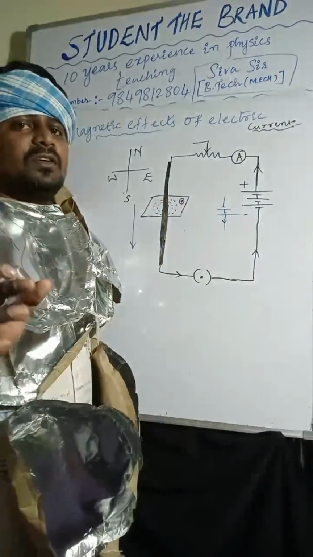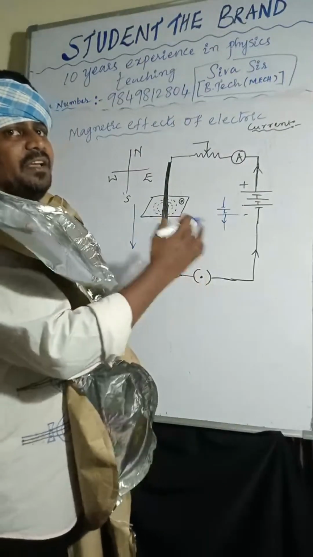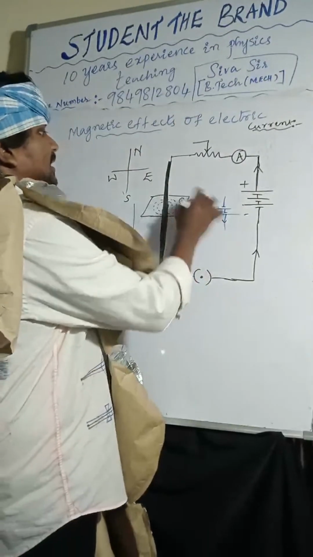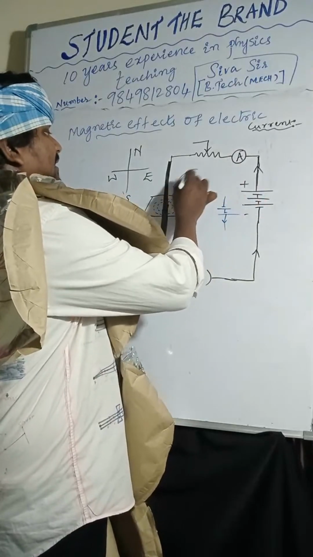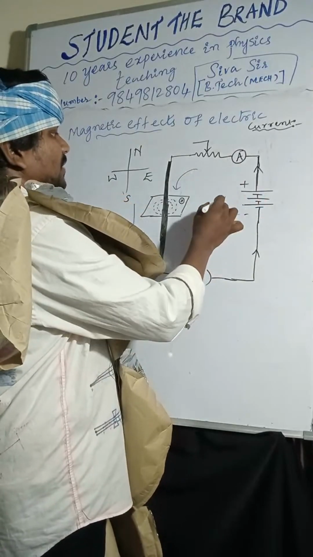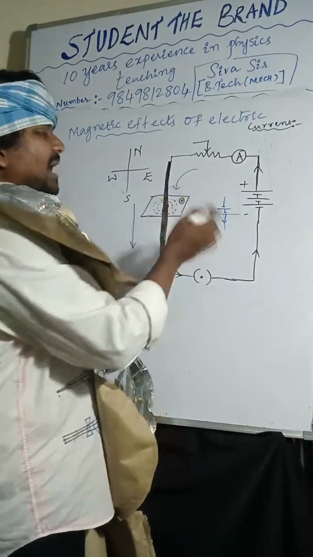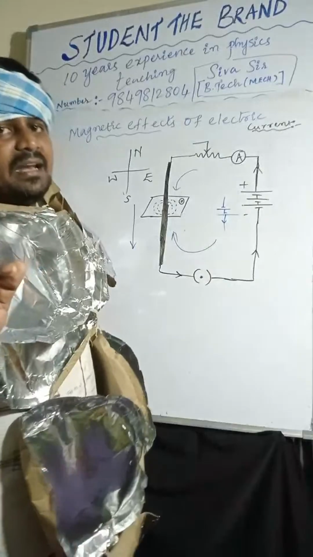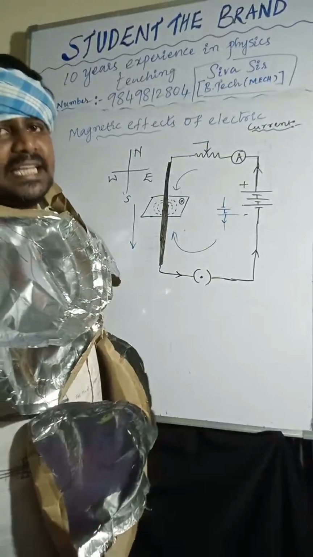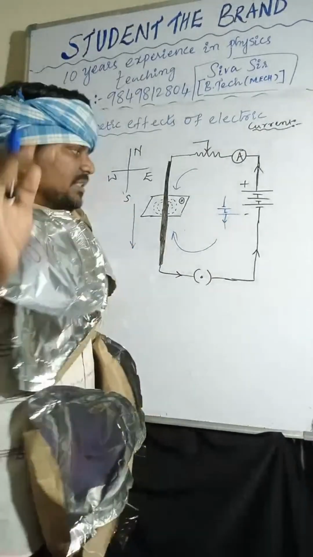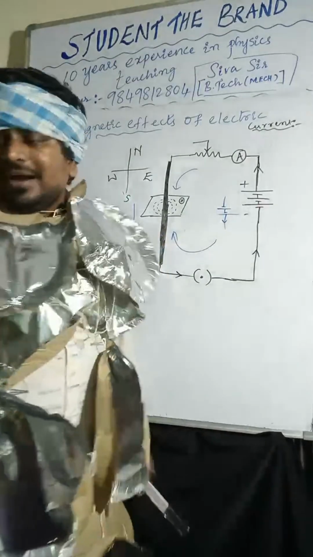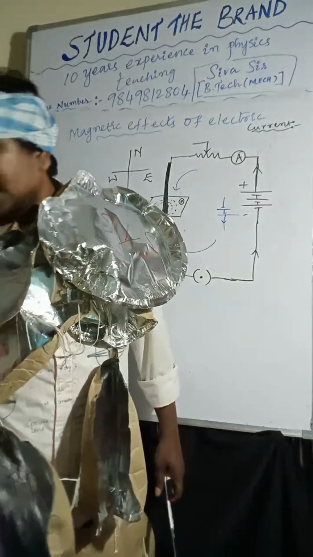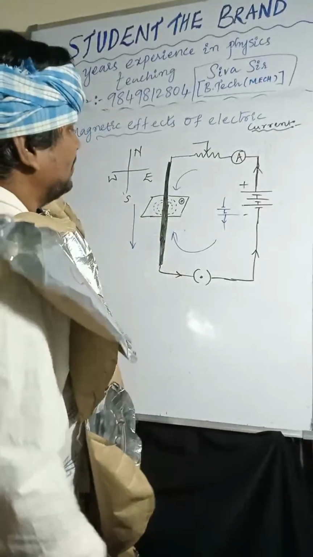So the final conclusion is, if you change the current direction, the magnetic field direction also changes. Yes or no? So how can you identify the magnetic field around the current carrying conductor?